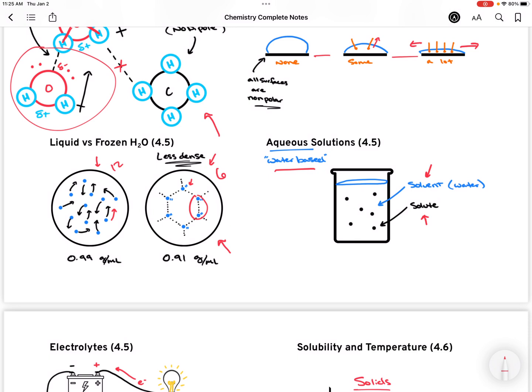For example, if I had table salt and I put it in water, the salt crystals will disappear, and the reason they disappear is because the solvent, water, is breaking them apart, and it evenly distributes them in a solution. Okay, so if we didn't have solutes and it was just pure water, just a pure solvent, it would not be a solution. It needs to have two parts. It needs to have a solute, the thing being dissolved, and the solvent, the thing doing the dissolving.